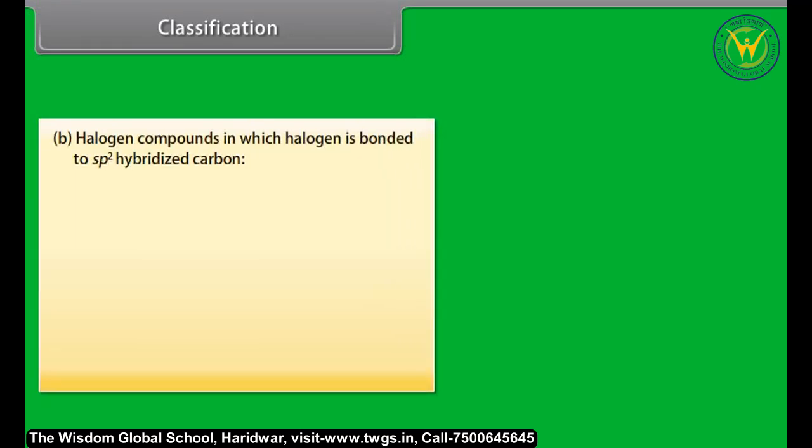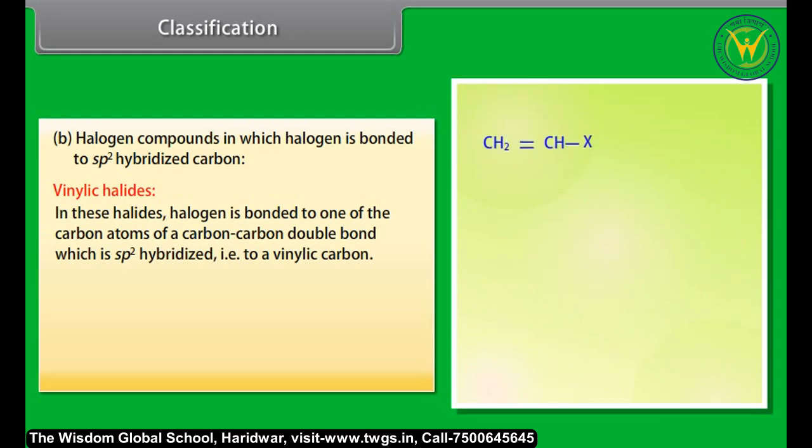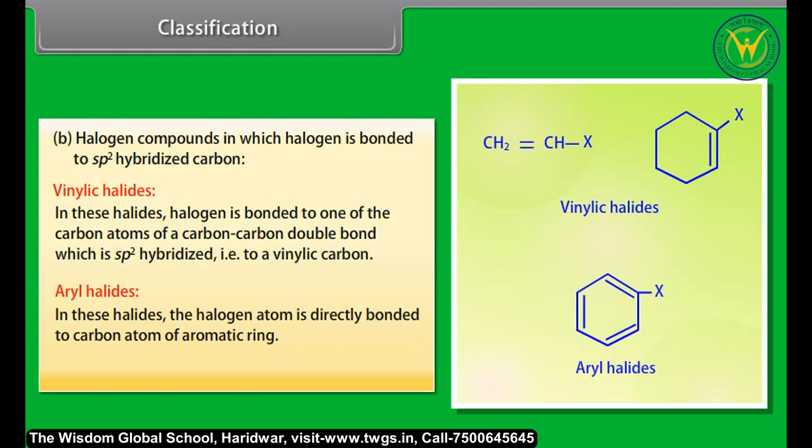Classification. Halogen compounds in which halogen is bonded to sp2 hybridized carbon. Vinylic halides. In these halides, halogen is bonded to one of the carbon atoms of a carbon-carbon double bond which is sp2 hybridized, that is, to a vinylic carbon. Aryl halides. In these halides, the halogen atom is directly bonded to a carbon atom of the aromatic ring.